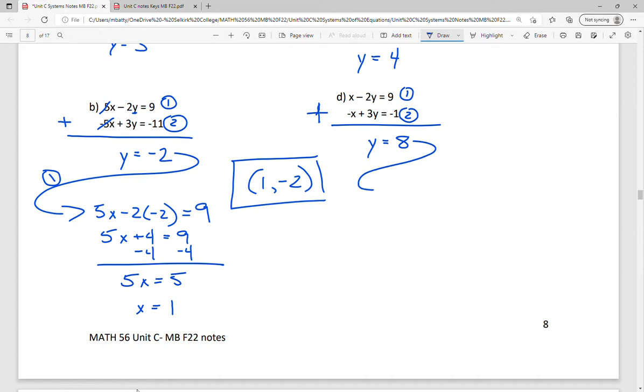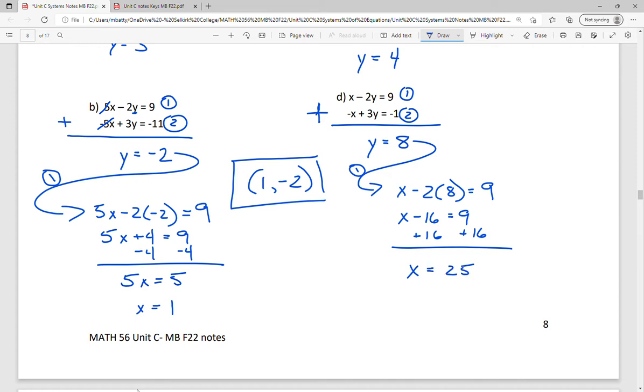Okay, so I'm going to sub this into equation 1. So I'd have x minus 2 times 8 equaling 9. And so x minus 16 equals 9. Adding 16 to both sides. I have to just check my key because that is a big number. I get the ordered pair of 25 for my x and 8 for my y.